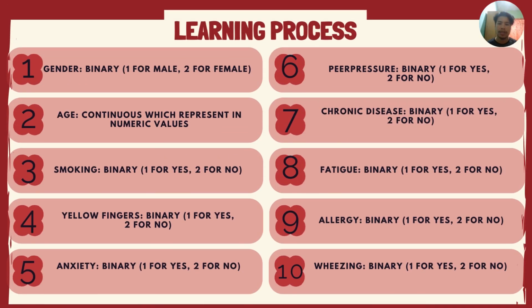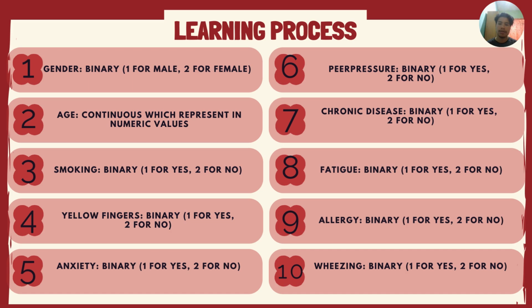Here I want to present the learning process. We see first the data description, the features we use in our model. First we have the gender. The gender is represented by binary, where one is for male and two for female. The second one is age, which we use as a numerical number. Third is smoking, which is represented using binary, where one is for yes and two is for no. Four is yellow finger, also using binary, same as smoking.